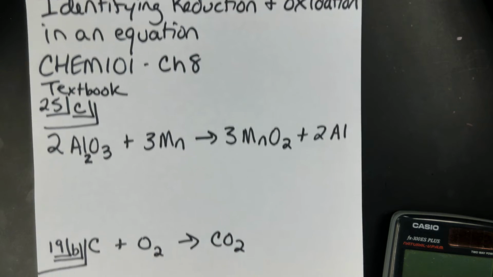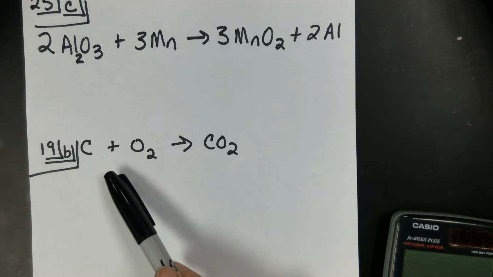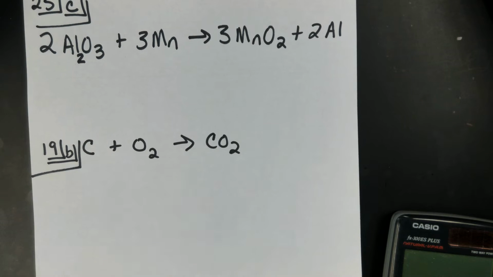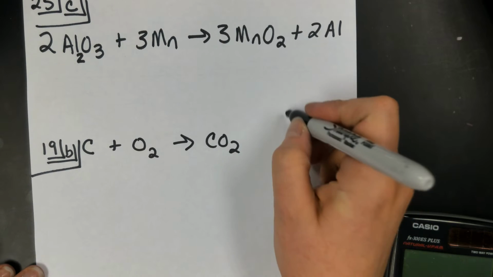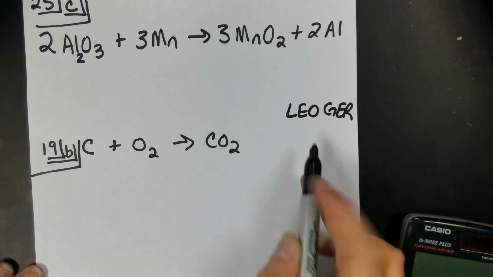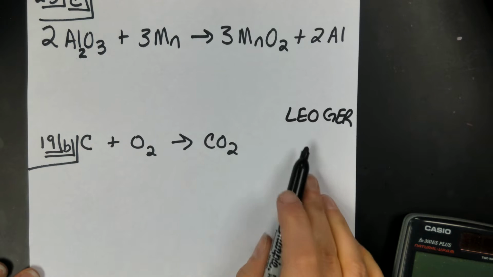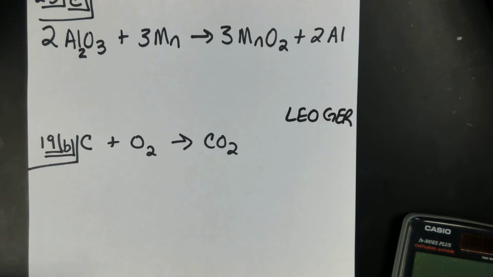So I actually have an easier one on part B, the second part here. So let's do this one first, shall we? If you remember, Leo says grr. So if you lose electrons, you're oxidized. If you gain electrons, you are reduced. And remember, electrons carry a negative charge, so that's going to come up a lot. So we're going to have to follow some of our rules that we made.